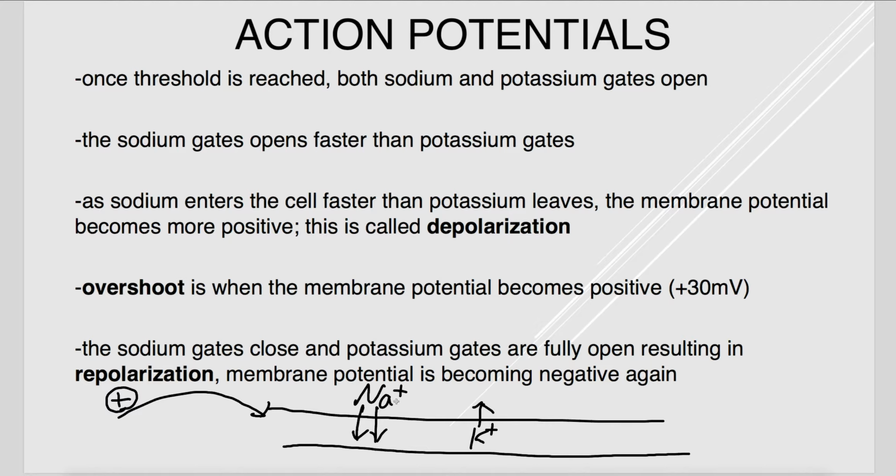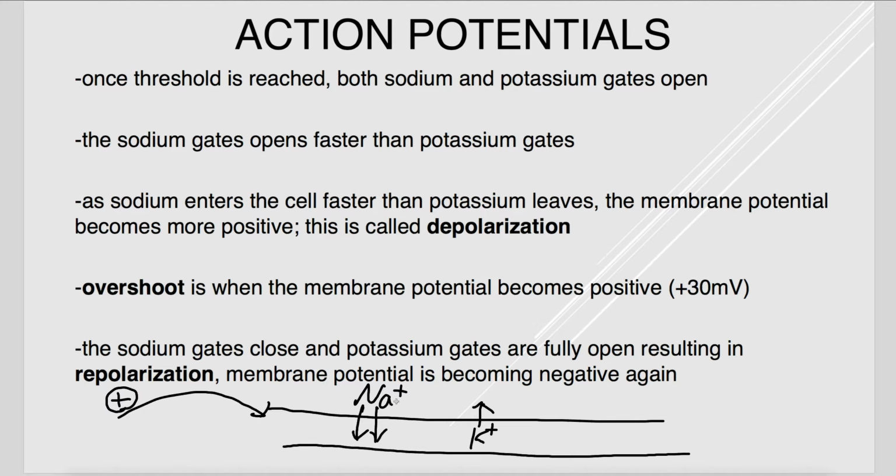All right, and what happens is the membrane potential becomes more positive because we have more positive charge coming into the cell than positive charge leaving. So it becomes more positive, and this is called depolarization. Okay, so we're getting less and less and less polar. We're getting less negative. We're becoming more positive. And again, that's because sodium is coming in more quickly than potassium is leaving.